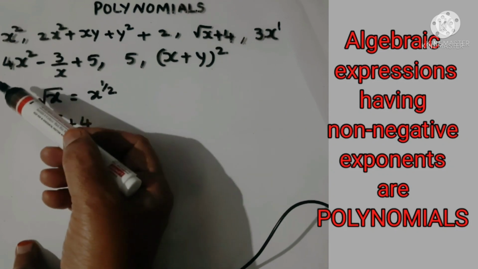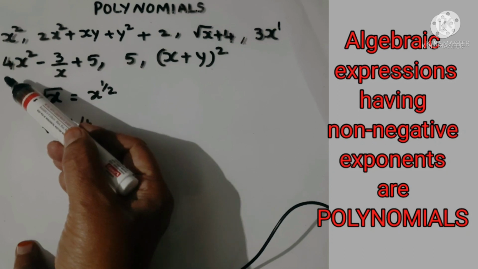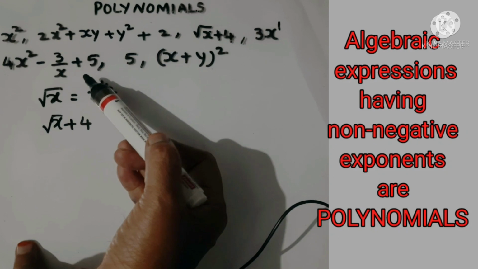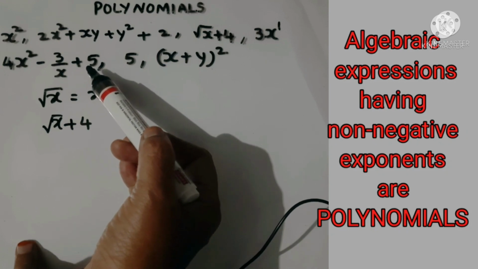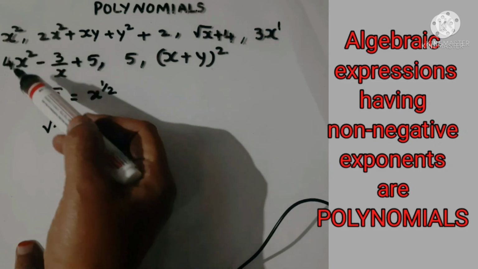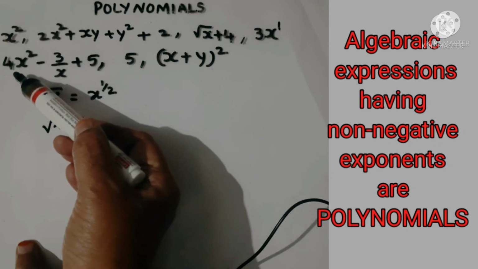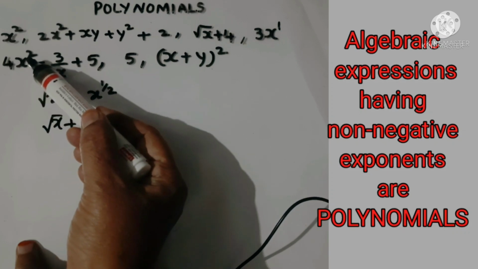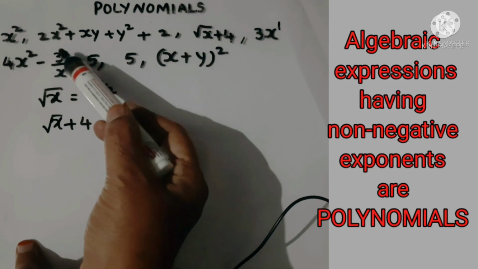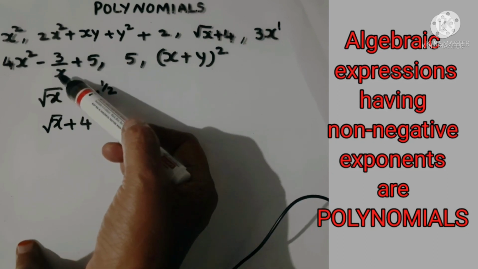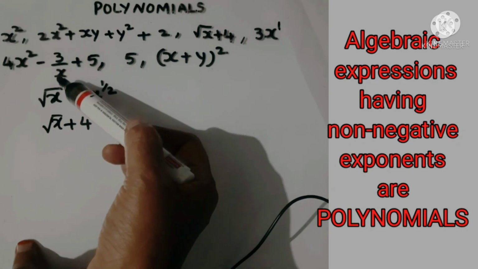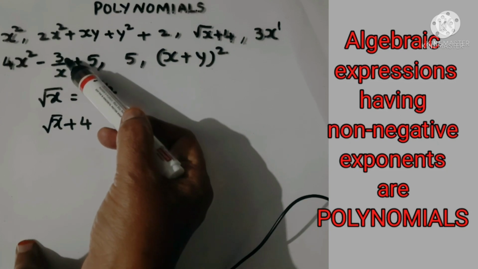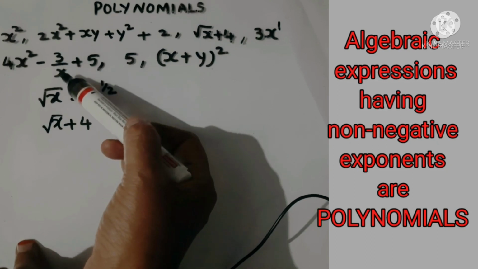And let us move to another algebraic expression: 4x square minus 3 by x plus 5. Is this a polynomial? No, this is not a polynomial. Here the first term, 4x square, is there and 2 is a whole number. Even then, look at our second term, 3 by x. So how can we write 3 by x? X is in the denominator. So if it comes to the numerator, we can write it as x to the power minus 1.